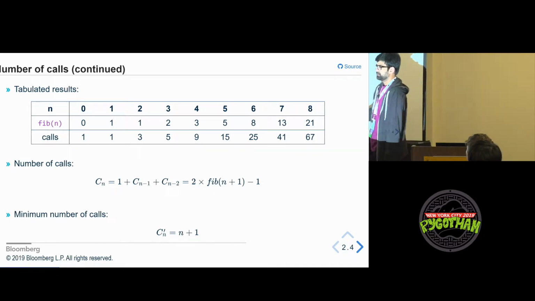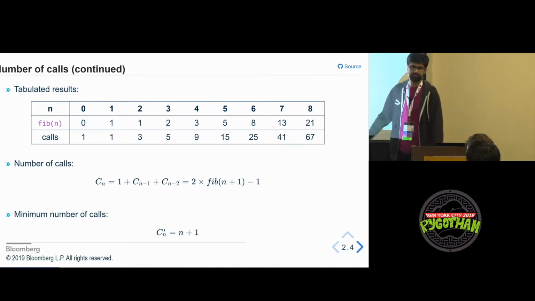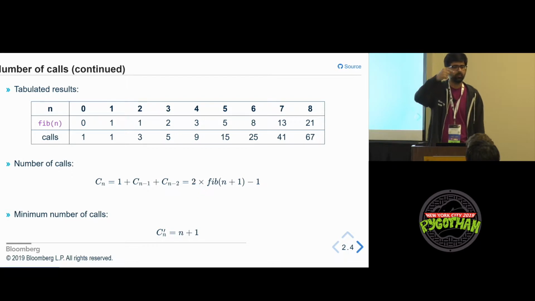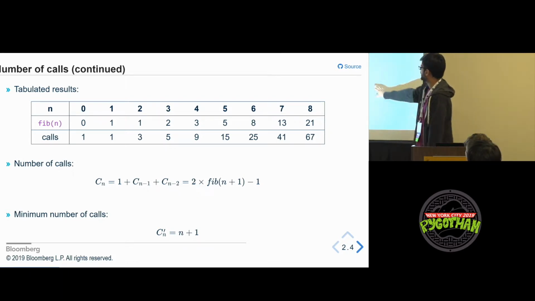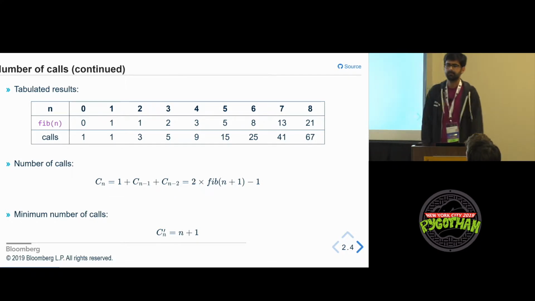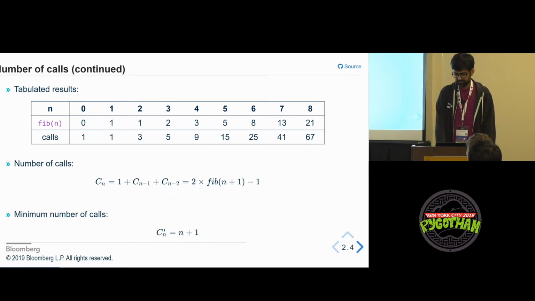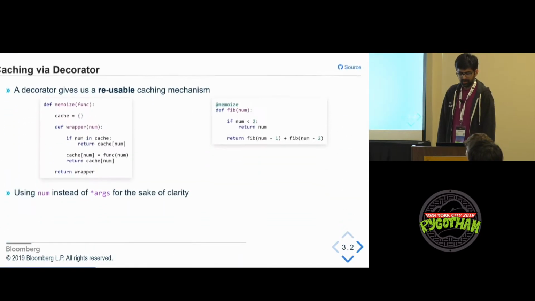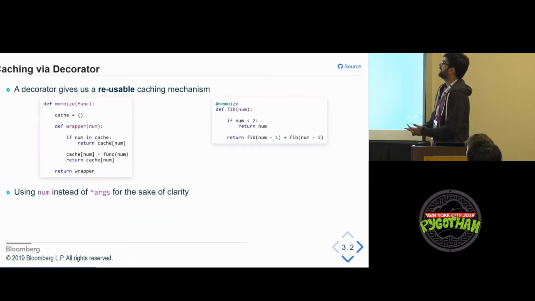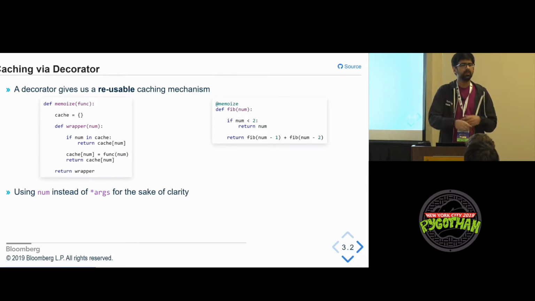In fact, the minimum number of calls you should have to make is just this. You should only need to calculate for each entry exactly once, and that's what memoization does. So you go from exponential time to linear time, which is fancy. So memoization is the idea that you cache a result. You only calculate it once. You cache it, and the next time you need it, you just pull it out of the cache.